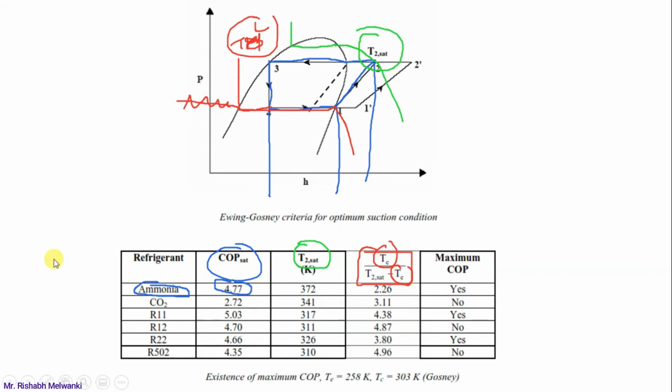So I'll go to the software. What are the conditions given here? T high or T condenser temperature is 303 Kelvin and T low or T evaporator temperature is 258 Kelvin. Now I will get these values in degrees Celsius. What is 303 Kelvin? It is 30 degrees Celsius. So here Tc will be 30 degrees Celsius. What is Te, 258 Kelvin? It is minus 15 degrees Celsius. So Tc will be 30 degrees Celsius and Te or T low will be minus 15 degrees Celsius. Now we will compare ammonia and R12.